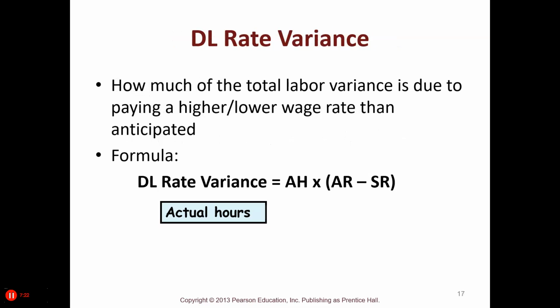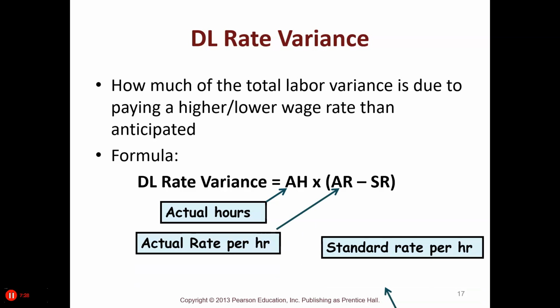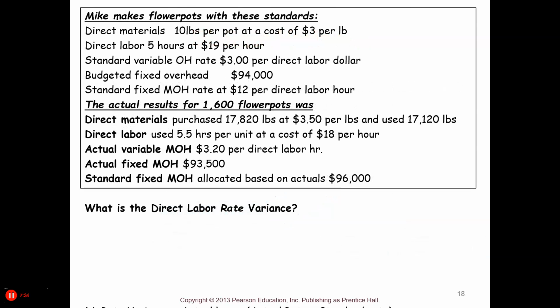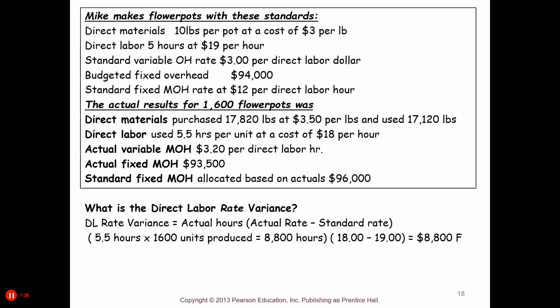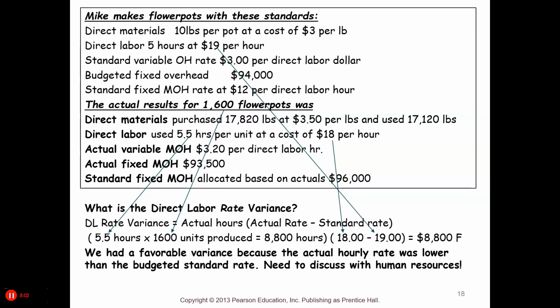Our formula is actual hours times actual rate minus standard rate. So again, here's our formula. Then we're going to go find that information. Actual hours is there. Units produced equals 8,800 hours. And then our standard rate per hour is 19. Our actual is 18. So we have a favorable variance of $8,800.